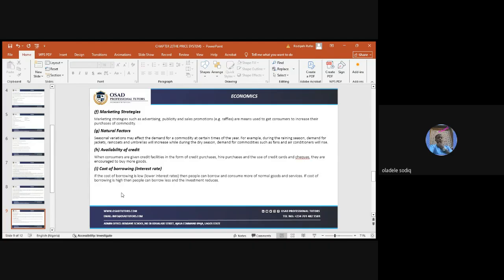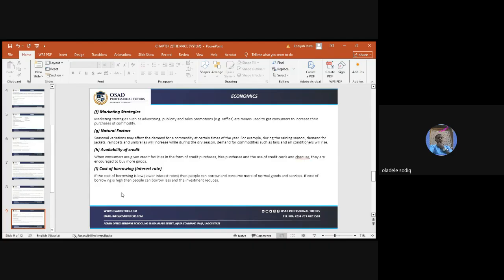Then the next one is natural factors. Natural factor means weather. We are talking about weather. Are you getting it now? So season may affect the demand for, like I've mentioned, cardigan, umbrella, and the like.